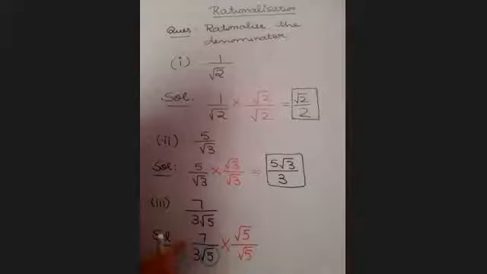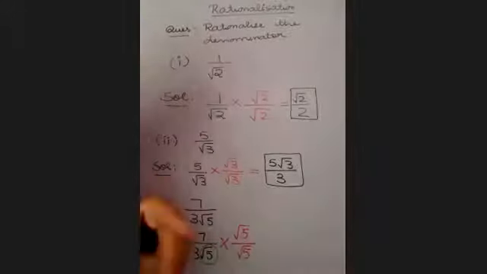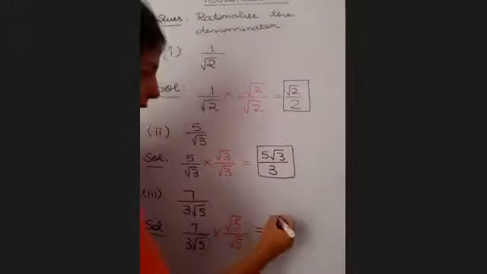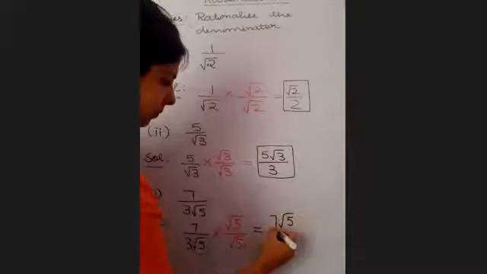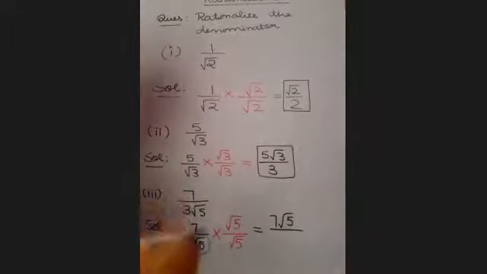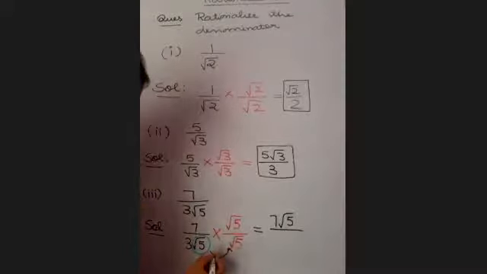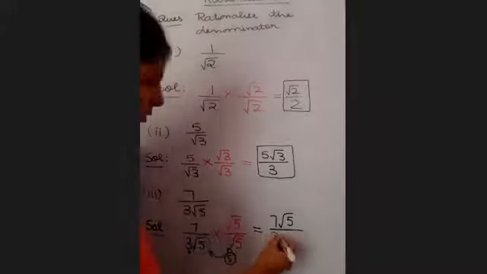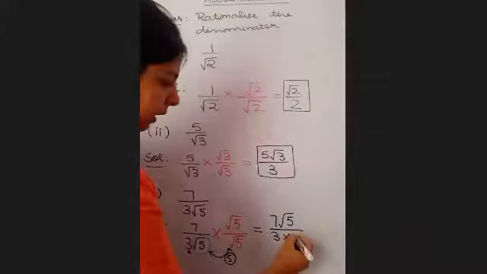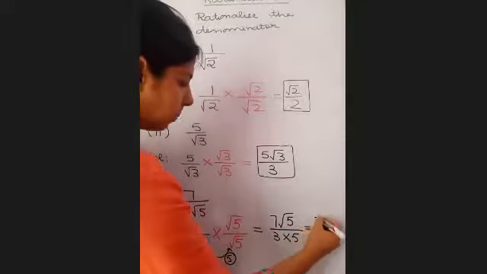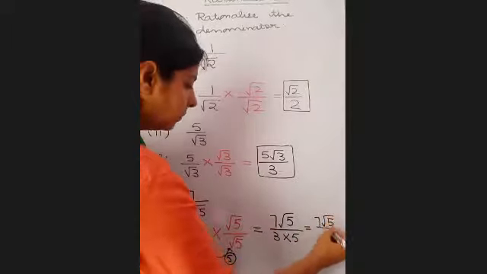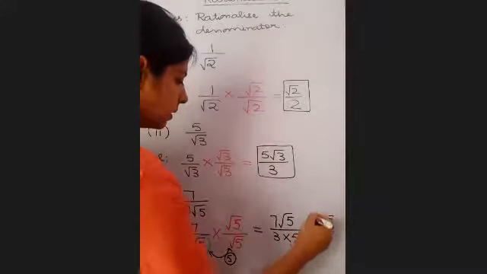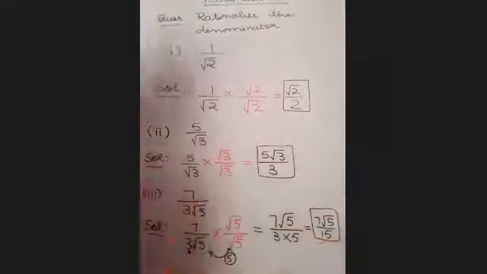The surd is root 5, so we have multiplied. Let us see. 7 into root 5 becomes 7 root 5 upon 15. And root 5 into root 5 is 5. This 3 is also there. So 3 into 5 is 15. 7 root 5 upon 15. Very good. 7 root 5 upon 15.